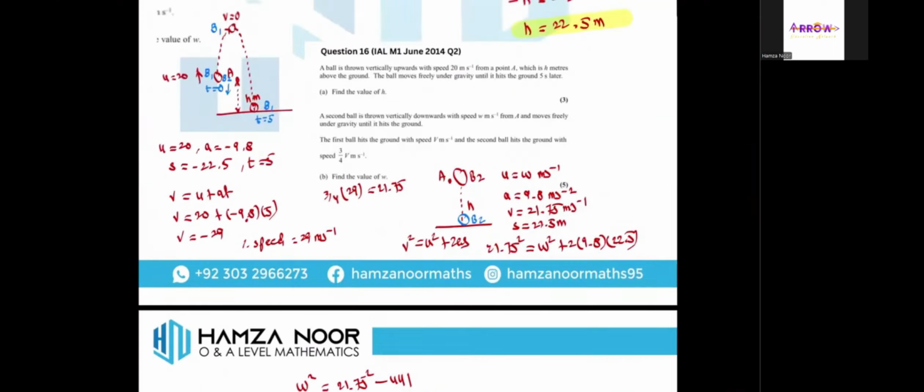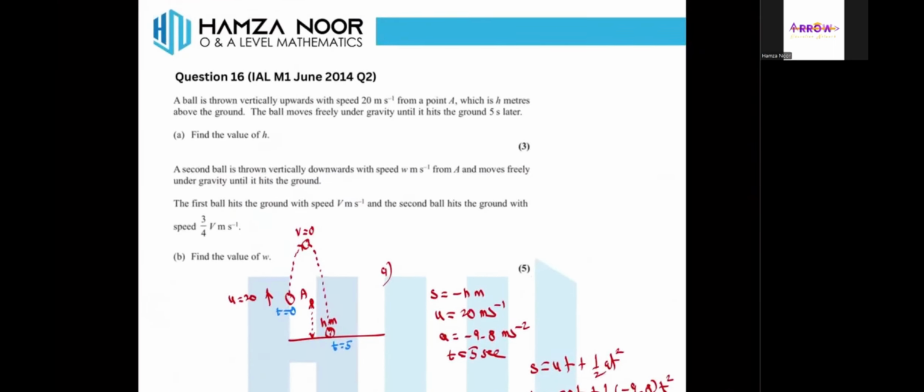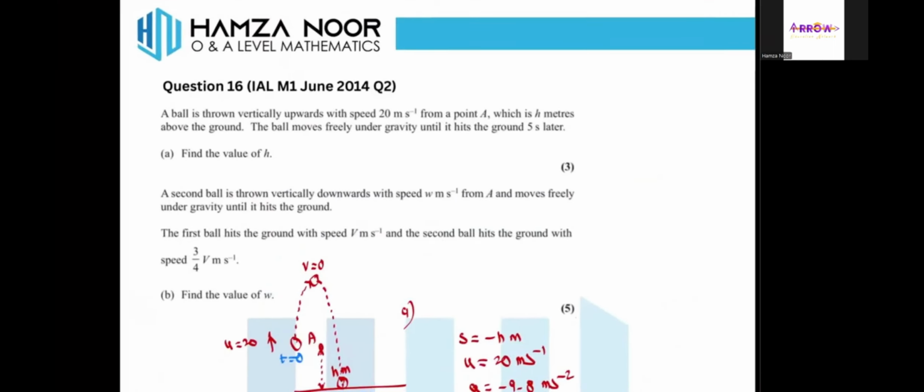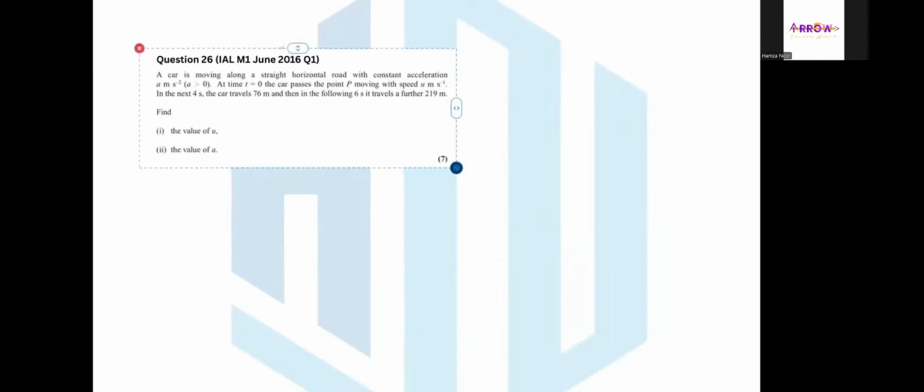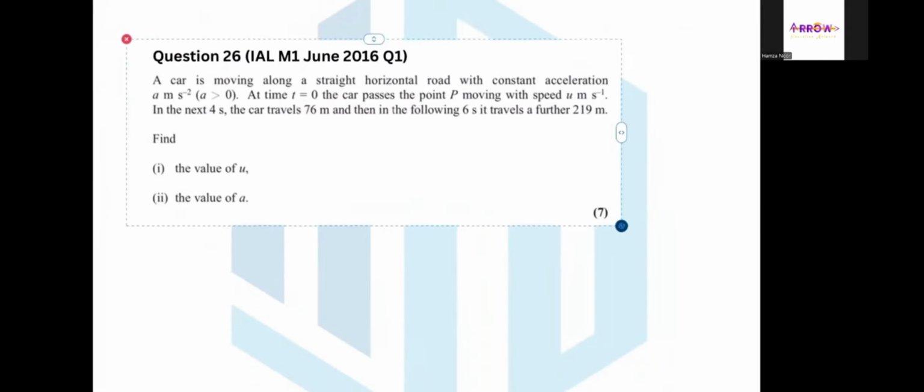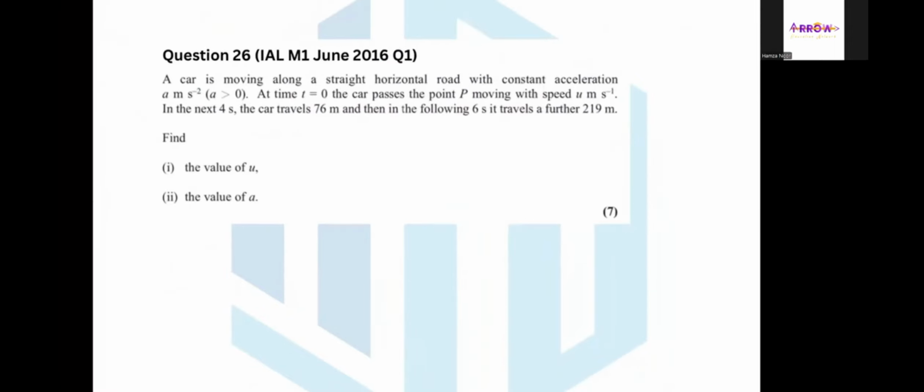So this was basically question number 16 of the handout, which is International A-Level Edexcel M1 June 2014, question number 2. Now let's move on to the next question, question number 26 of the handout. This is IAL M1 June 2016, question number 1.